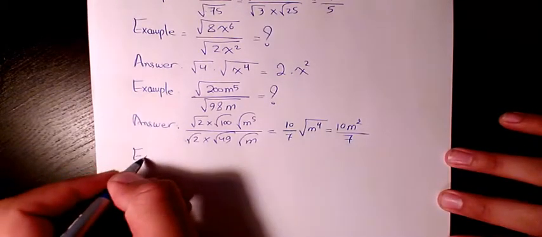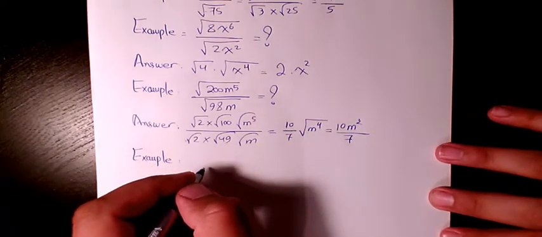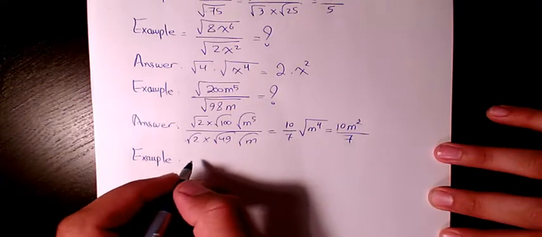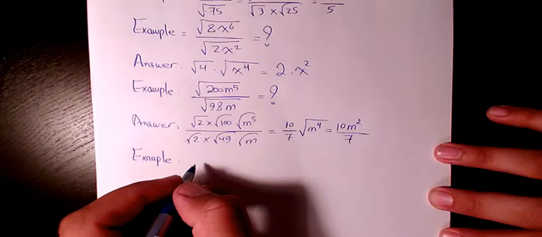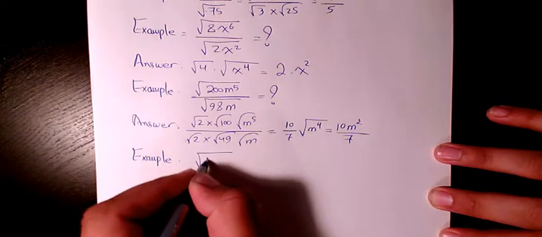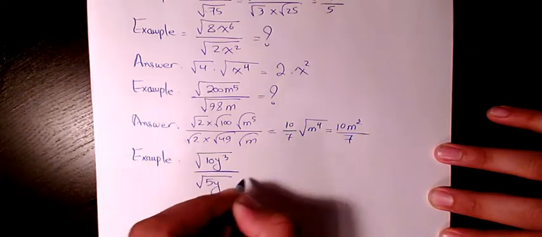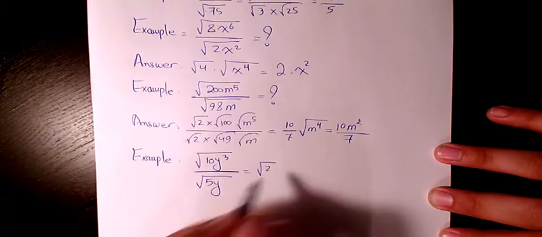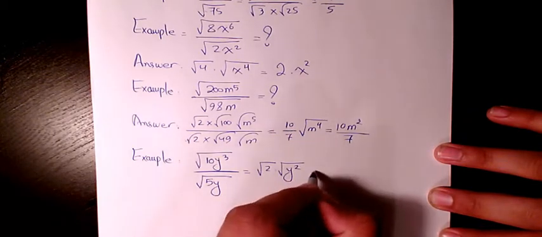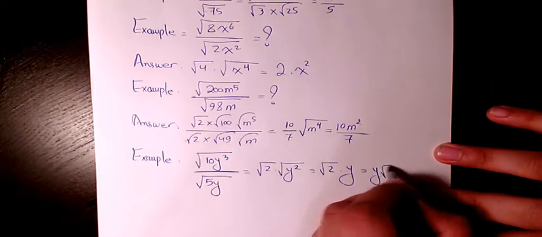Next example, we have the square root of 10y cubed divided by 5y. It's going to be the square root of 2 times the square root of y squared. It's going to be the square root of 2 times y, or y root 2.